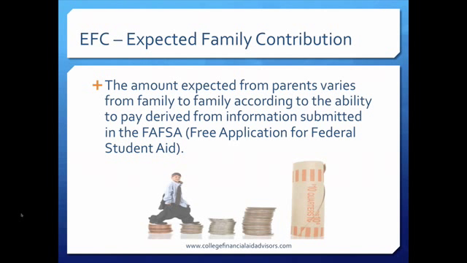So this formula is A plus B minus D equals C. And then the bottom line is it equals your expected family contribution. So it's a formula, it's one formula, and that's how the federal side works, okay?